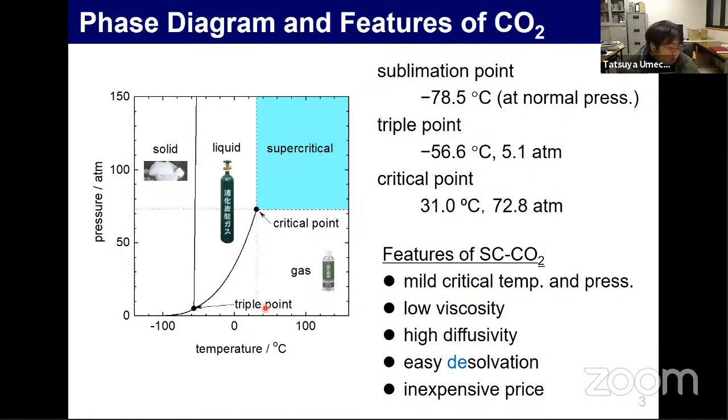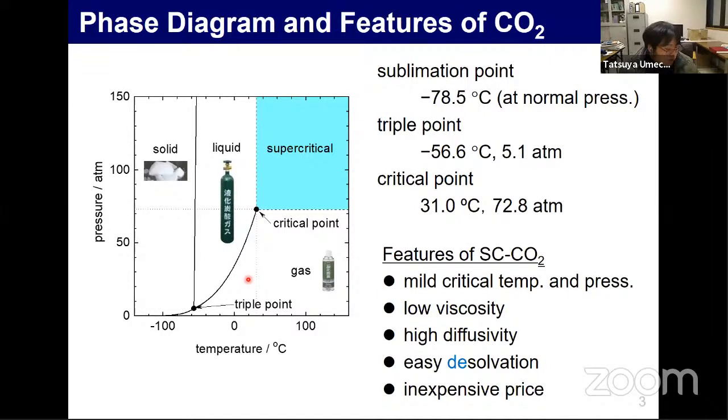When we work on the reduction of the amount of carbon dioxide emitted in air, first of all, we have to fully understand the fundamental properties of carbon dioxide itself. This figure is the phase diagram of carbon dioxide. Carbon dioxide shows a gaseous state at room temperature and atmospheric pressure.